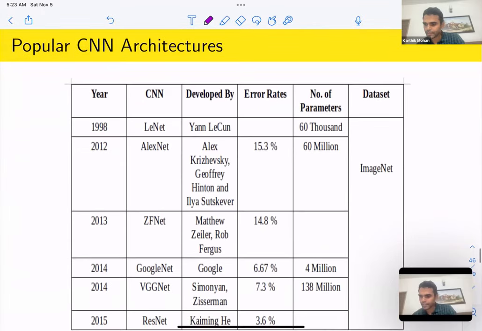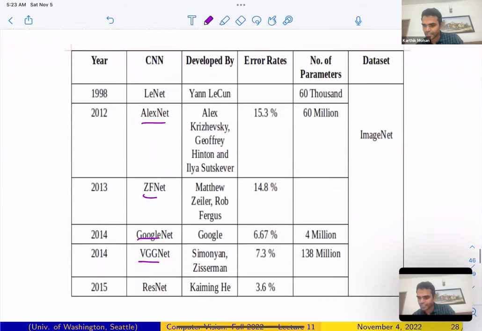All right. So let's go back to look at some of these architectures, right? So we have AlexNet, ZFNet, GoogLeNet, VGGNet. So we look at these guys today, and we'll look at ResNet in the next lecture.